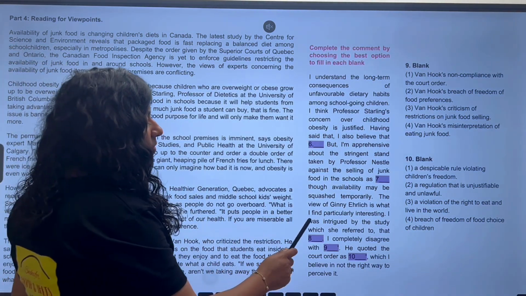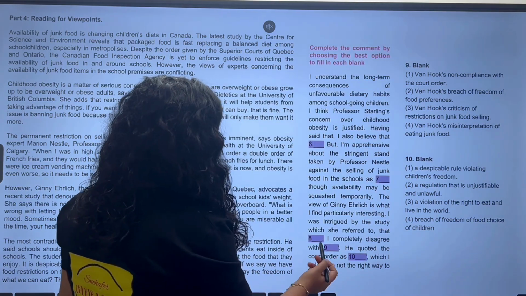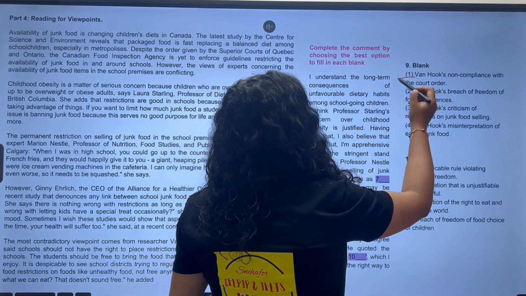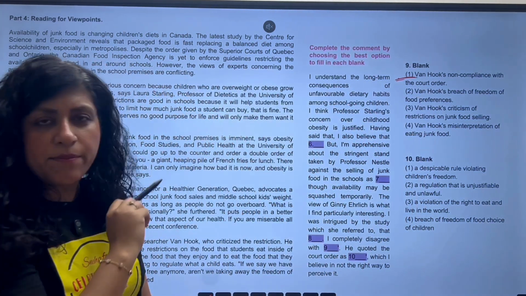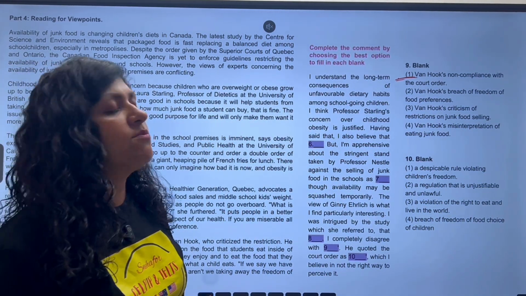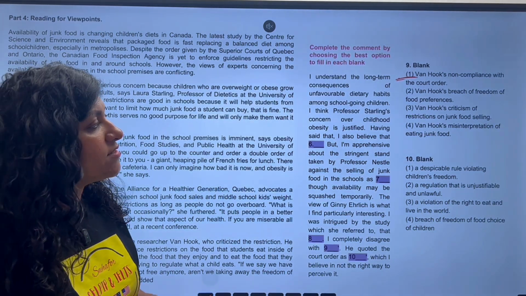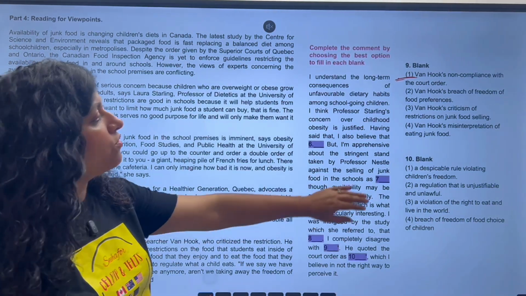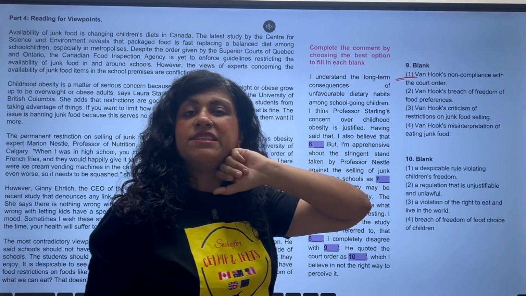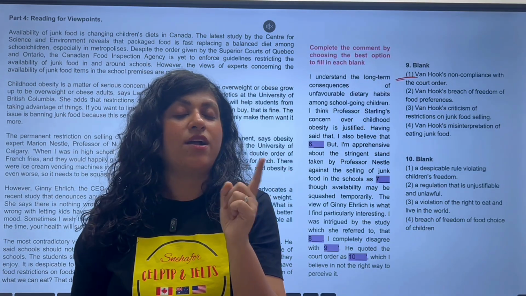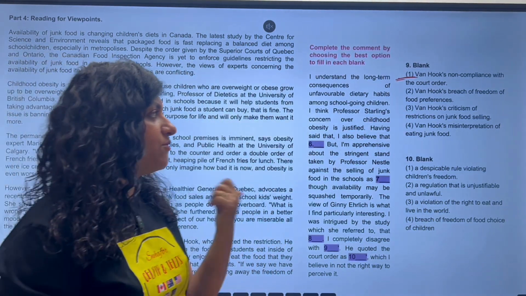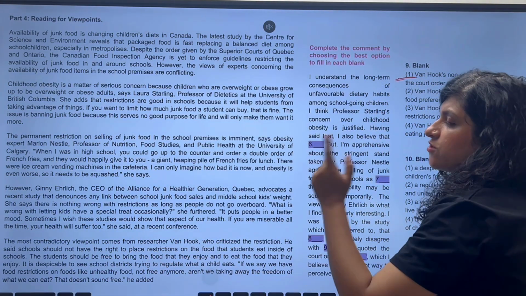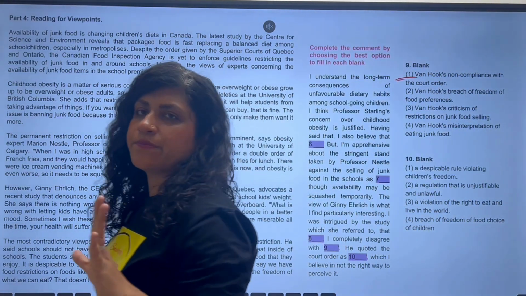Now this comment further says, I completely disagree with. So what will the reader disagree about Van Hook? Van Hook's non-compliance with court order, Van Hook's breach of freedom of food preferences, Van Hook's criticism of restriction on junk food selling, or Van Hook's misinterpretation of eating junk food. Now, if you look closely, these options are basically asking what Van Hook said in his viewpoint. So if you remember, he said that schools should not decide what students can eat inside schools, right?